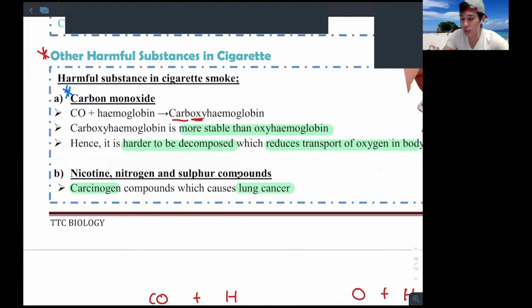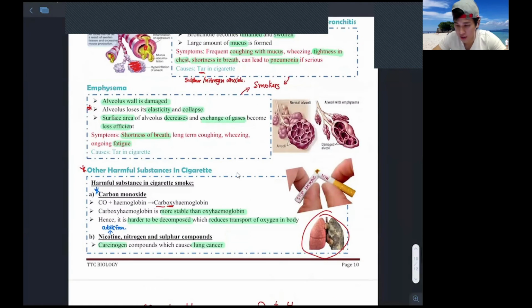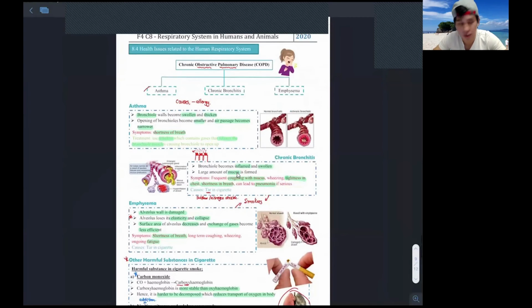Since these three things are in cigarettes and go into your lungs, they will most likely cause lung cancer. That's why smokers, one of the diseases they will get is also lung cancer, because these three things are cancer-causing compounds. As you also know, nicotine is also one of the things that causes addiction, besides causing cancer. So with that, we are done with chapter 8.